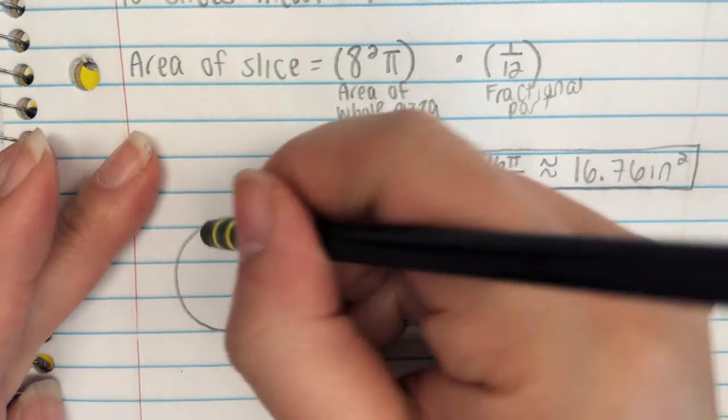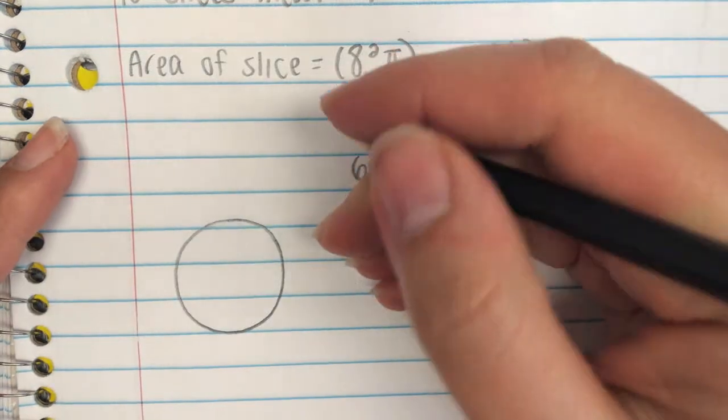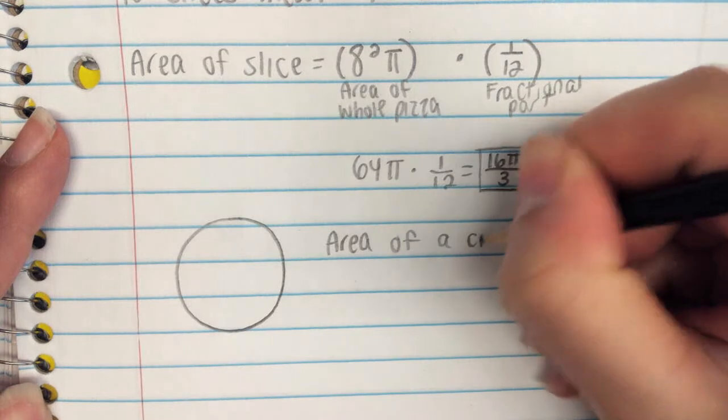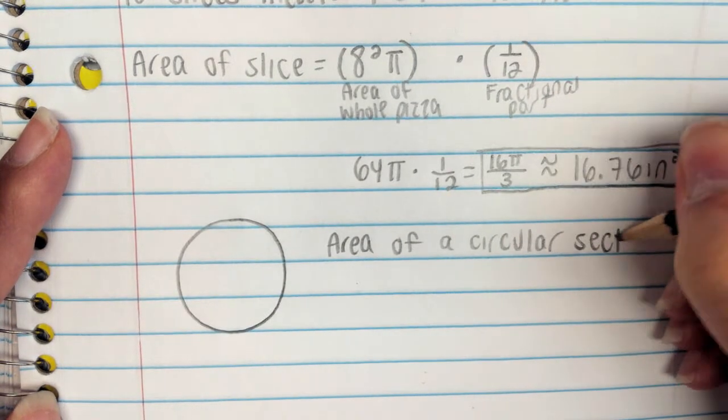Not too bad. I'm really surprised that my circle drawing skills are not that bad, actually. I thought they were going to be way worse. So draw a circle, and right by this, I am going to write that this is the area of a circular wedge. Or sorry, a circular sector.